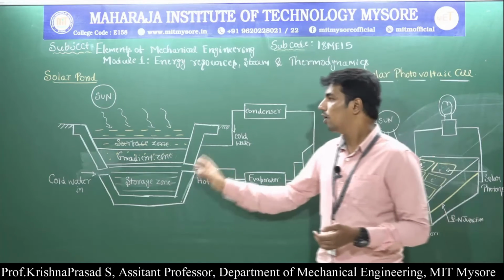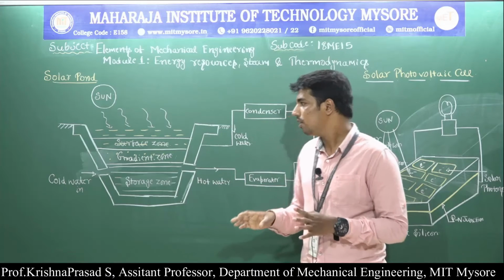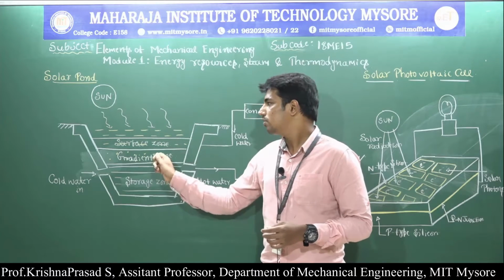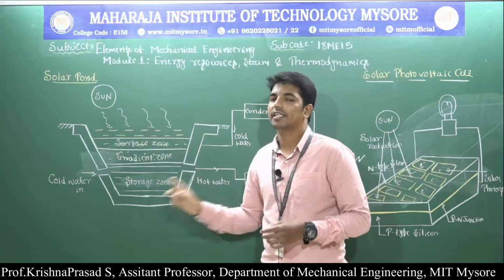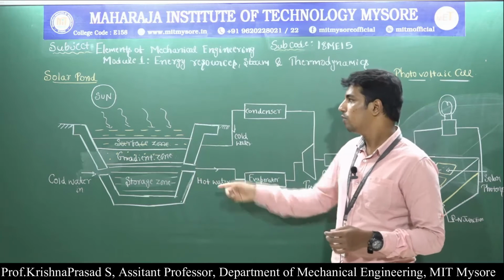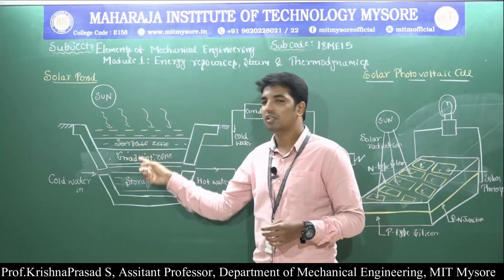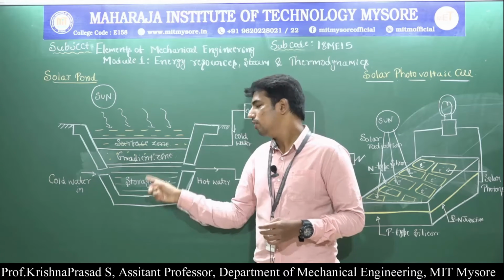Then what is the working of the solar pond? Very simple. We have already said the solar pond is a pool of salt water with very little salt content at its top and very high salt content at its bottom. So then what happens? During sunshine, when solar radiation passes through the surface zone and gradient zone, it enters into the storage zone.